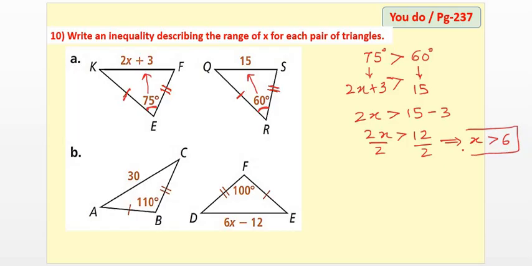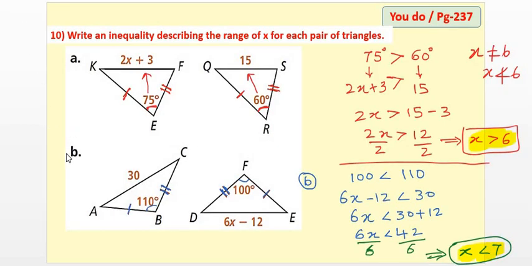So these are the possible values of x. The x has always to be greater than 6. It could be 7, 8, 9. It cannot be 6. X cannot be equal to 6, and x cannot be less than 6. Any value that is greater than 6 will be the value of x. Now better pause the video here and solve B part on your own.